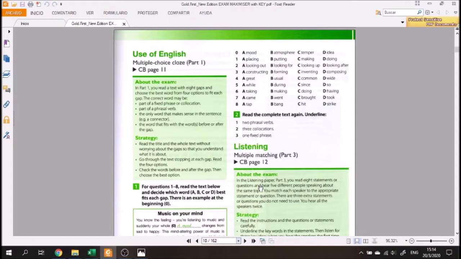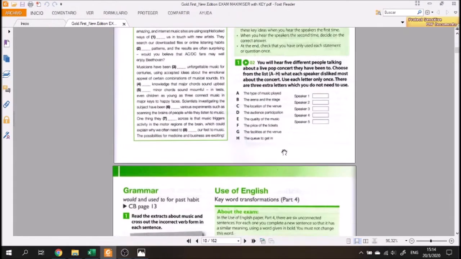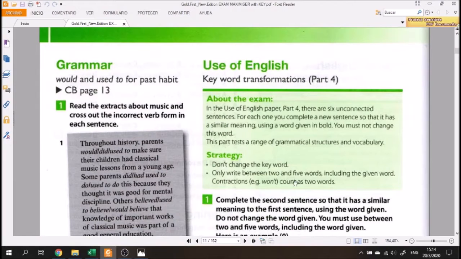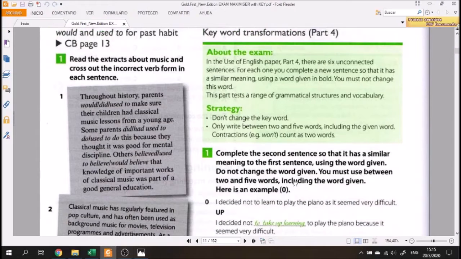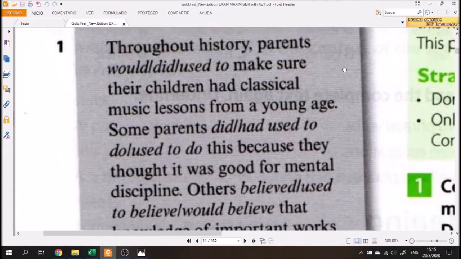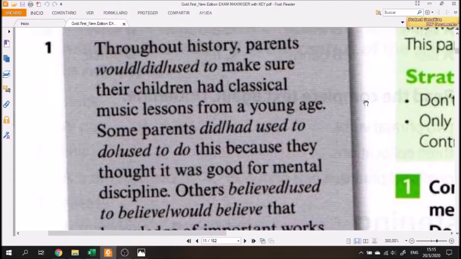So I am going to page number 10. Okay, here I am. You had to work on the whole page. The first activity is on grammar, would and used to talk about habits in the past. You had to read the extracts about music and cross out the incorrect verb form in each sentence. That's important because you had some options and you had to cross out the incorrect one.